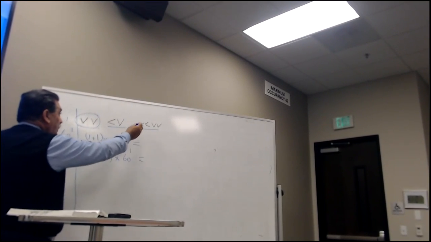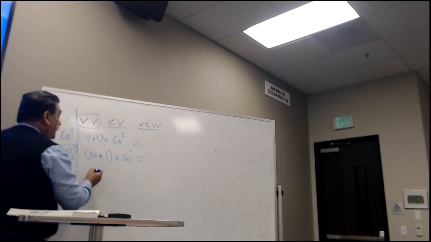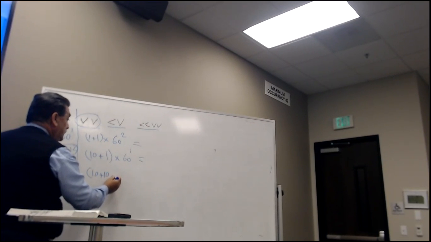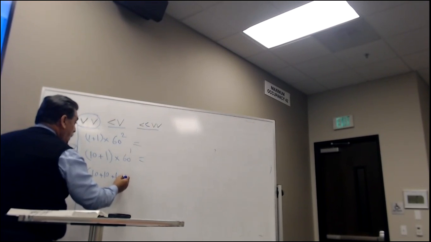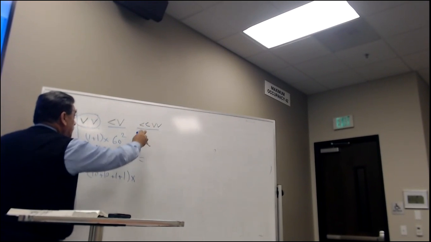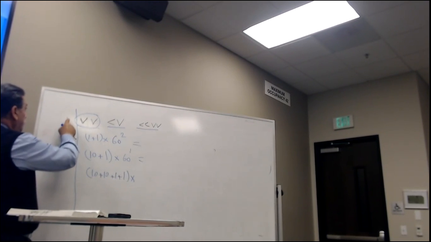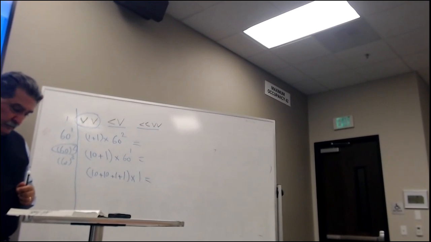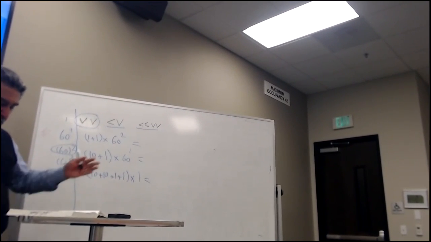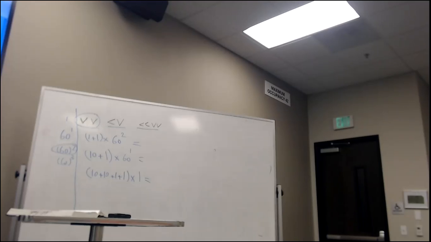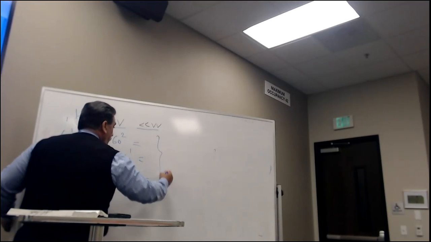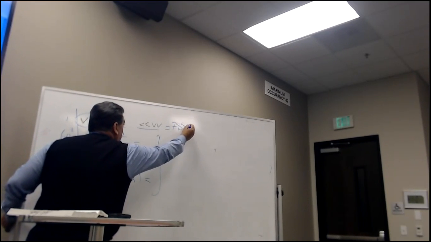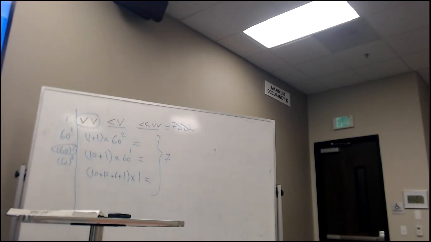Now, what are these two? 10. It's 10 plus 10 plus 1 plus 1, times 1, since this is the first position. And when you do the multiplication of that, you end up with 7882 in our Arabic numeral system.